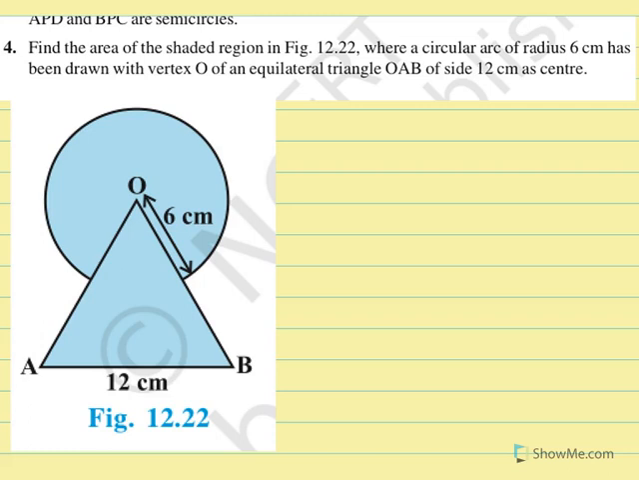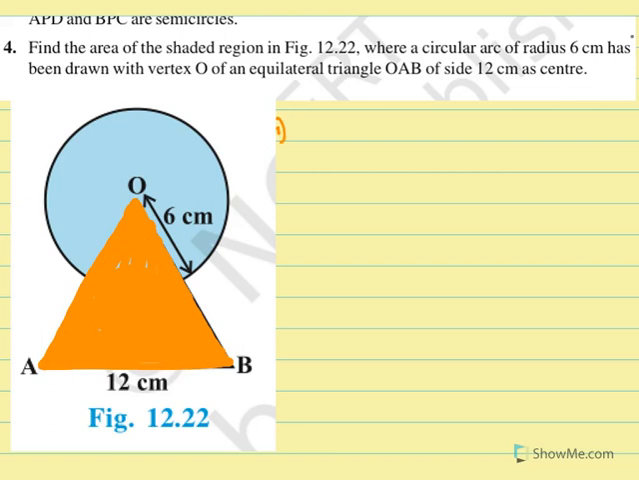Find the area of the shaded region in figure 12.22, where a circular arc of radius 6 centimeters has been drawn with vertex O of an equilateral triangle OAB of side 12 centimeters as center. So we got to find the area of the shaded region. And if you see, the shaded region can be divided into two areas. One is this equilateral triangle.